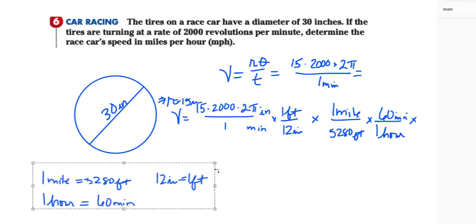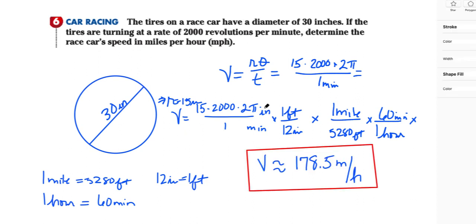Let me remove my conversion factors there so I can write my answer down below. After multiplying everything in the numerator and dividing by everything in the denominator, we get approximately 178.5 miles per hour as the velocity or the speed of this particular race car.